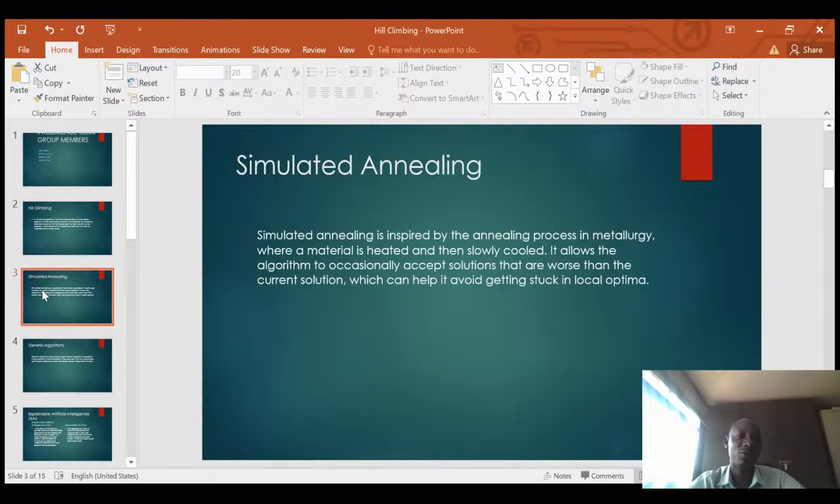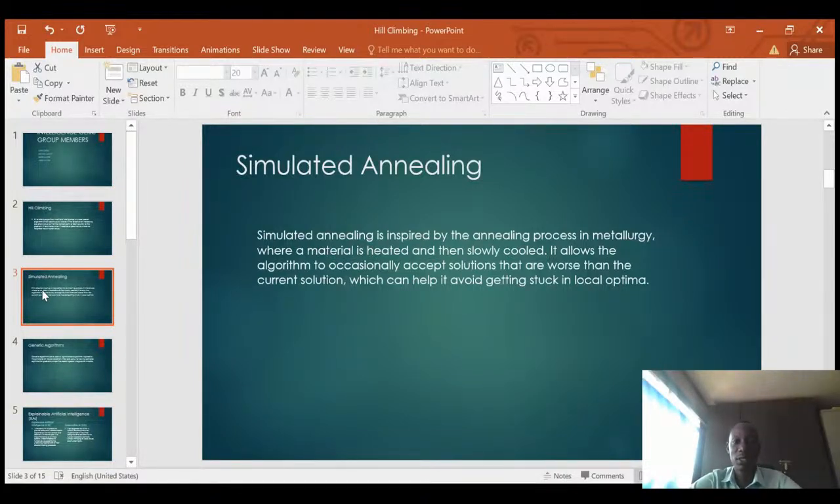Then there's what we call simulated annealing, or simulated annealing. I don't know how most of you people call it, but that's how I managed to, though I'm not a British person.